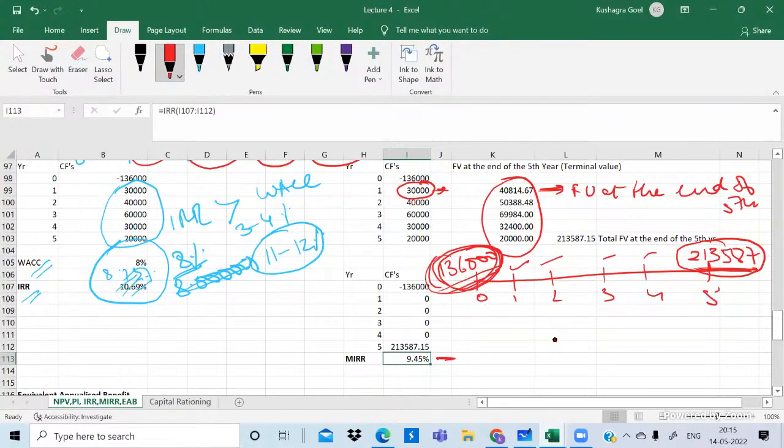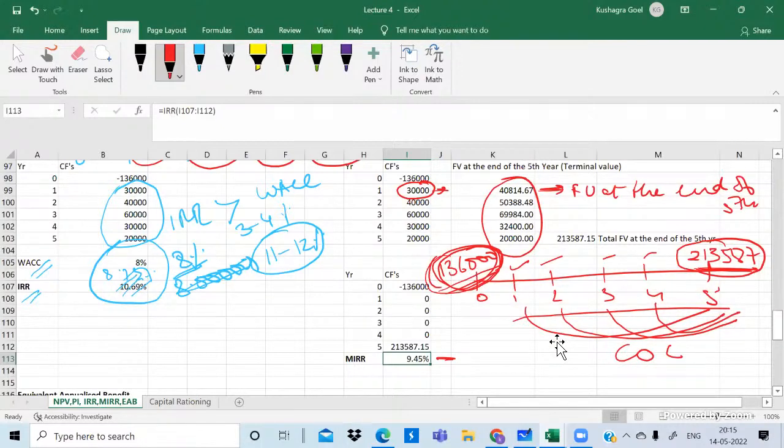So first I convert everything into future value. I convert this into future value, this into future value, this into future value, this into future value. And at what rate? At cost of capital. So I'm getting rid of one of the drawbacks of IRR, which was assuming that reinvestments are happening at IRR. Over here, I'm assuming reinvestment is happening at cost of capital.